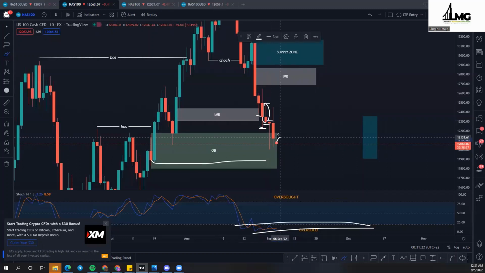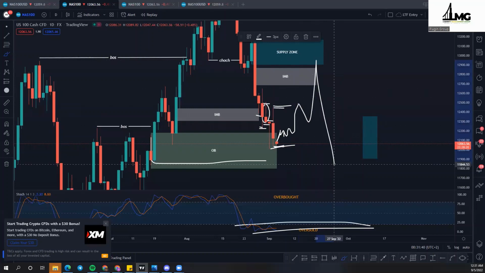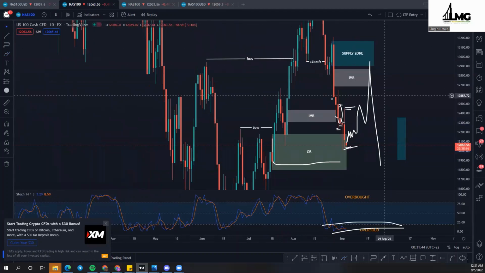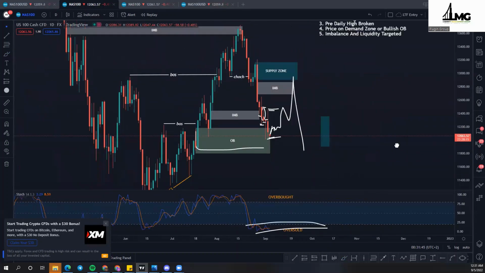So if you see this candle right here, it forms some inside bar, it doesn't break the high or the low. We should expect a potential reversal. Once we break past this high right here, we should expect a potential reversal into these levels before we continue to the downside. So yeah, that's the third thing that I'm looking for on my checklist.